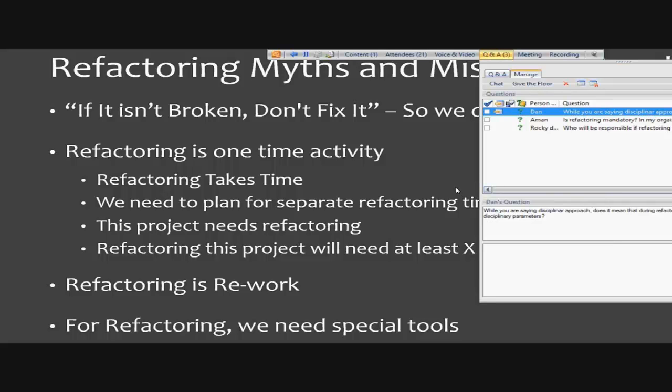It is from Dan. While you are saying disciplinary approach, does it mean that during refactoring one should follow certain disciplinary parameters? I'm not able to understand disciplinary parameters, but definitely it's a disciplinary approach, meaning that there is a discipline, that is, there are defined steps that you need to do, and there is a calibrated approach to this process. That's the reason why we are saying it is a disciplinary approach. I hope I have answered.